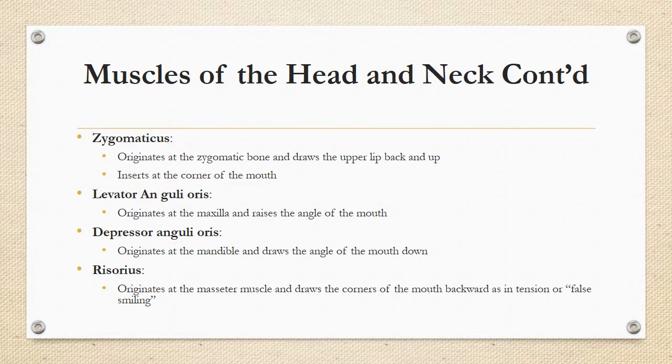Continuing, we'll go to the zygomaticus. It originates at the zygomatic bone and draws the upper lip back and up. It inserts at the corner of the mouth. The levator angularis originates at the maxilla and raises the angle of the mouth. The depressor angularis originates at the mandible and draws the angle of the mouth down. The risorius originates at the masseter muscle and draws the corner of the mouth backward, as in tension or false smiling. So if you want to give a fake smile, you know you're working with the risorius muscle.